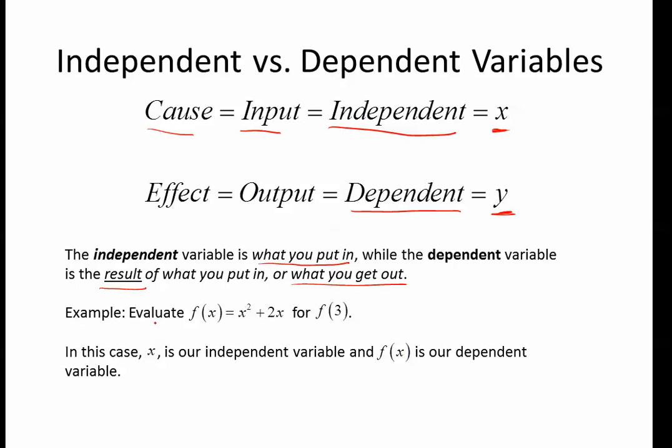If we were to evaluate this example, we've learned function notation. If I'm given a function, f of x is equal to x squared plus 2x, and I'm told to evaluate it for f of 3, in this case x is our independent variable. That's what we put in. And f of x is our dependent variable. That's what we get out. So that's this whole thing here: dependent, and then just the x is the independent. I hope that's clear. If not, you can go back and watch the video until you understand dependency.